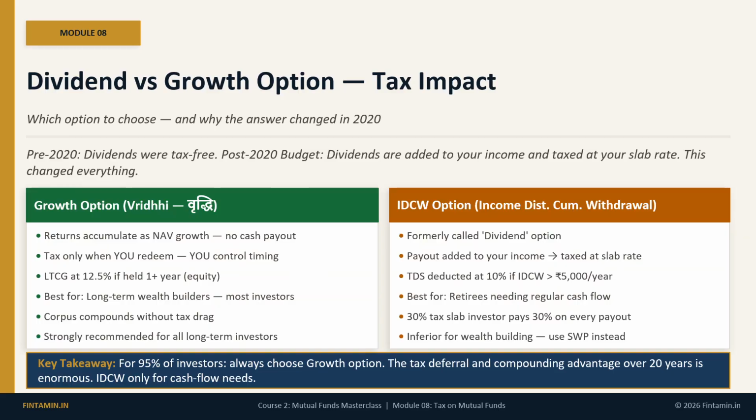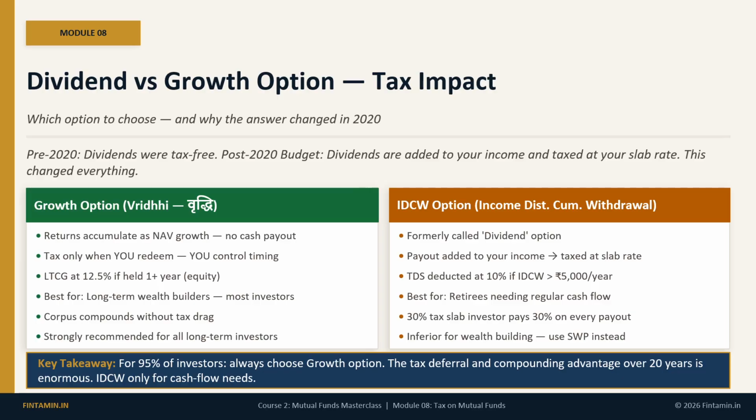Dividend and growth option. Before 2020, mutual fund dividends were tax-free in the hands of investors. Many people chose the dividend option for this reason. That changed with the 2020 Union Budget. Today, what was called the dividend option is now called IDCW, Income Distribution cum Capital Withdrawal. Any payout from this option is added to your income and taxed at your slab rate. In the 30% bracket, you pay 30% tax on every distribution.